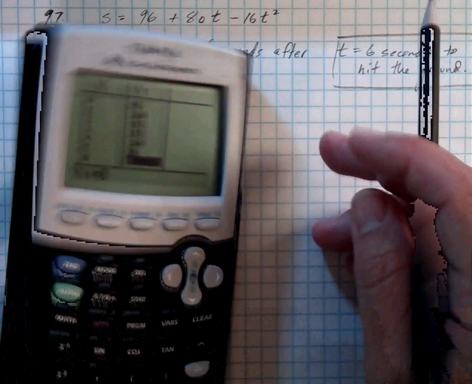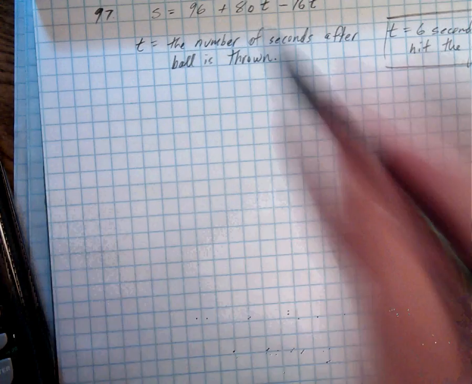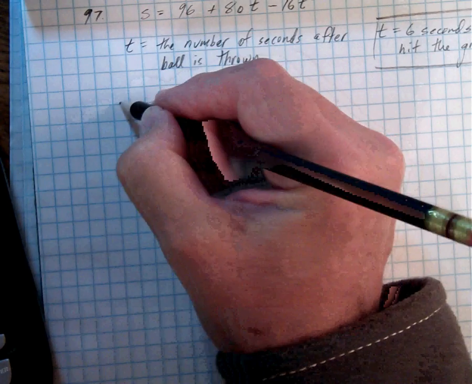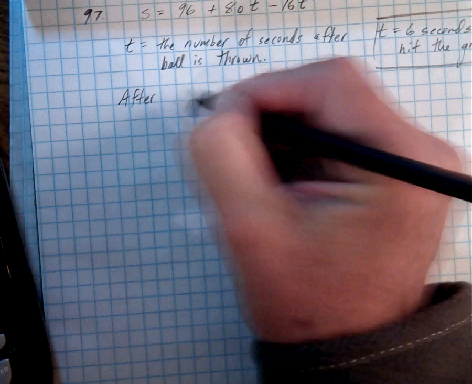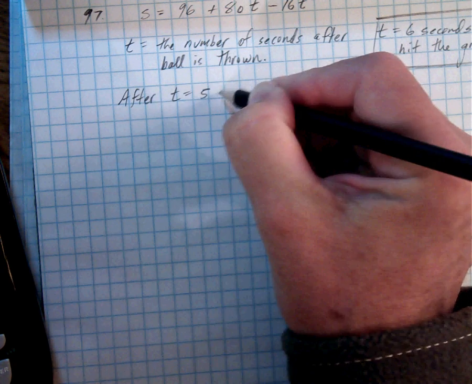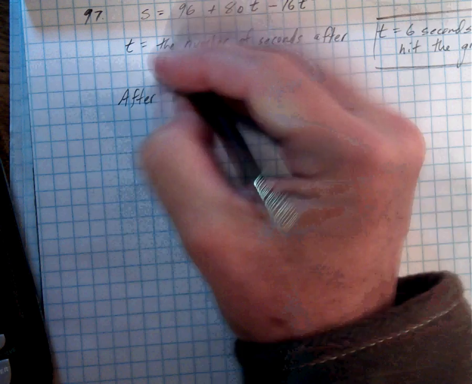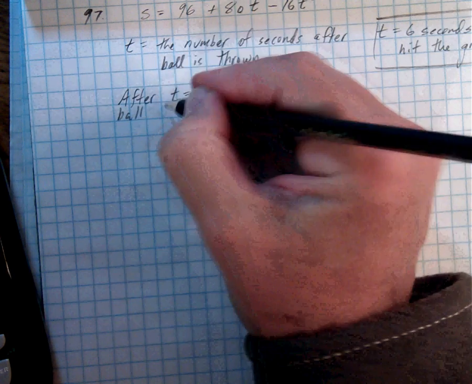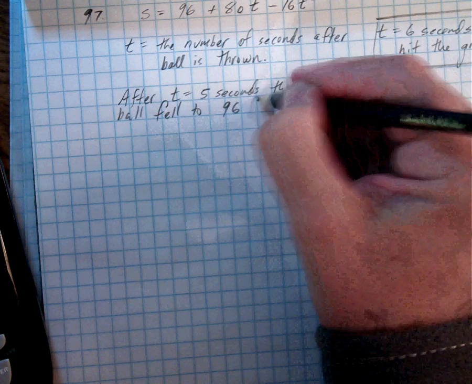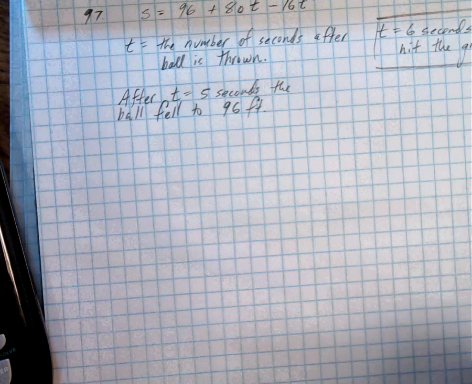So we would say after t equals 5 seconds, the ball fell to 96 feet, which is the height of the building.